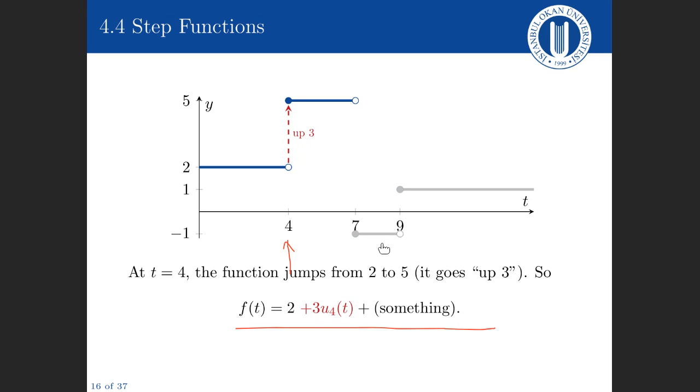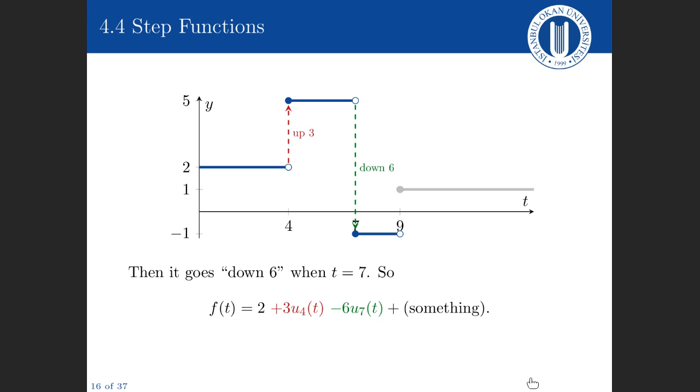Next, I want to look at the part of the function between 7 and 9. What happens at 7? At 7, we go from 5 to minus 1. So at 7, we go down 6. So we would expect to have minus 6 u7 in our function. At 7, we go down 6, so minus 6 u7. And then for the last part of the function, we still have plus something.